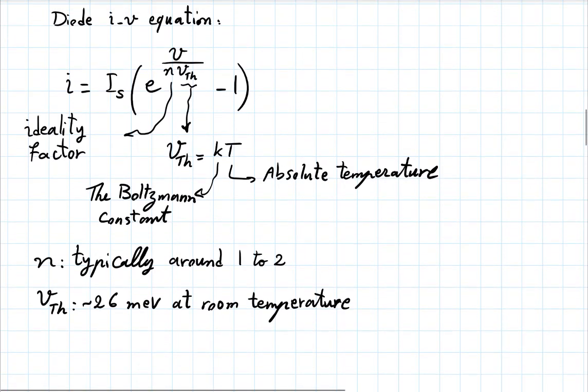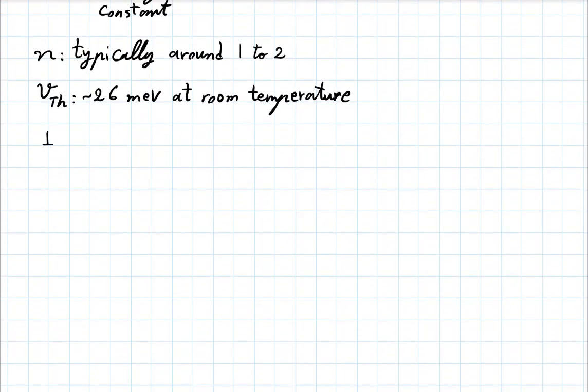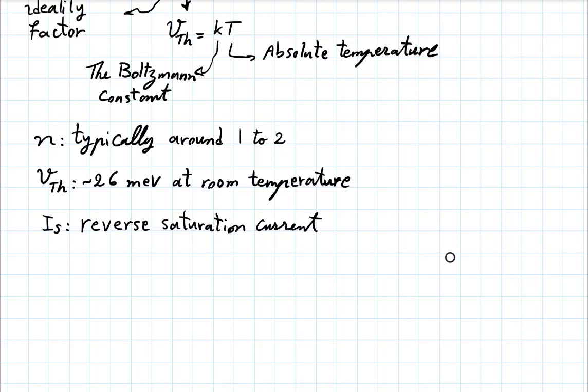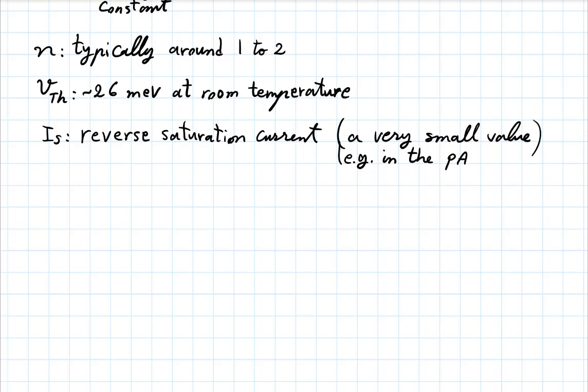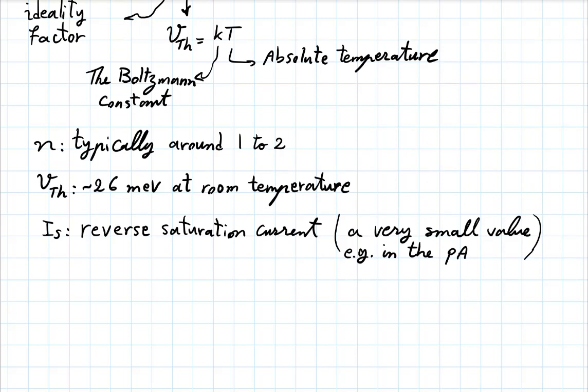Now this IS, I'll write it here. It's called the reverse saturation current, and we'll see why in a moment. And it would really vary, but in general, it's something very small. So say it could be, for instance, in the tens of picoamps range. A very small value. For example, in the picoamps. But again, it varies from device to device. Could be smaller, could be larger.